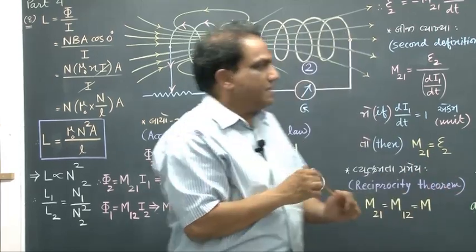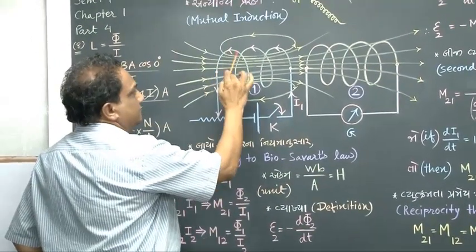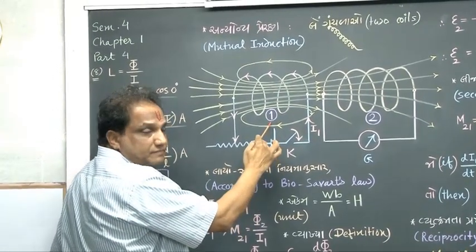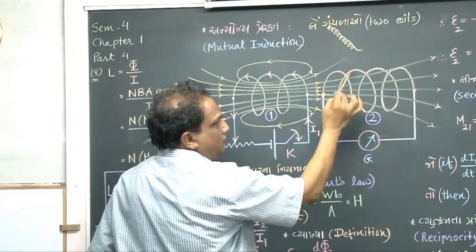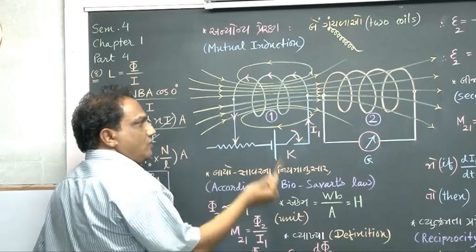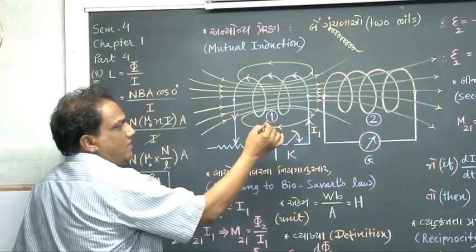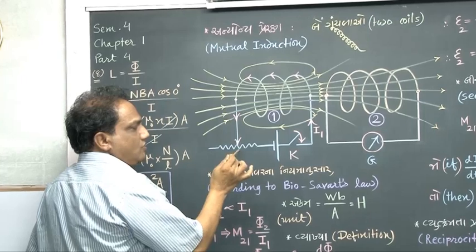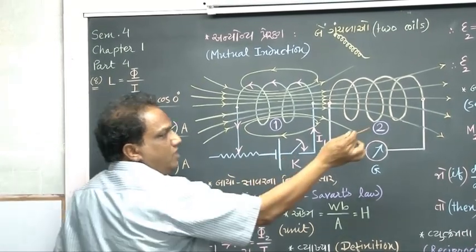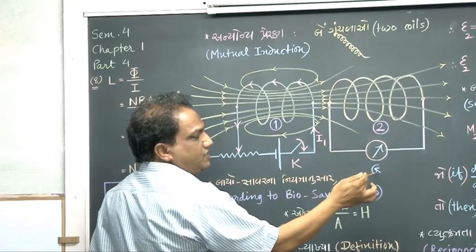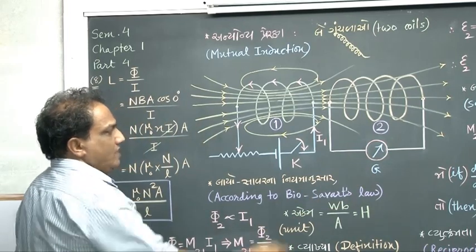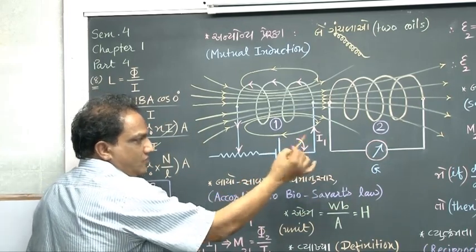Fine. Say this is coil number 1. Correct? Coil number 1. Say this is coil number 2. Fine. Now can you see in the figure? Coil number 1 is connected across rheostat, battery and key. Coil number 2 is connected across sensitive galvanometer. Fine. Now when we press this key, what will happen?